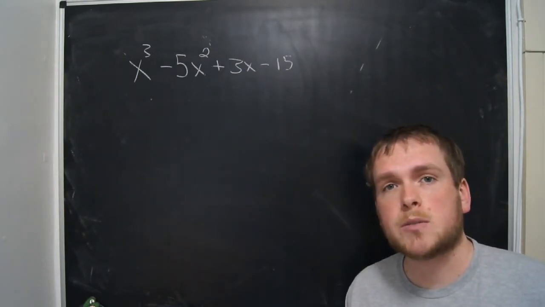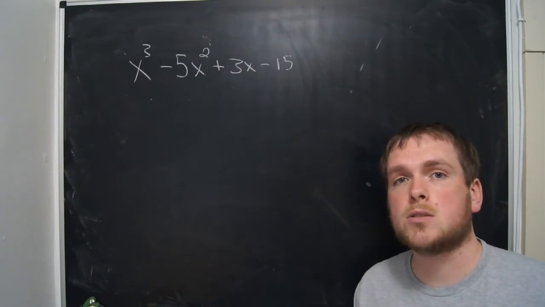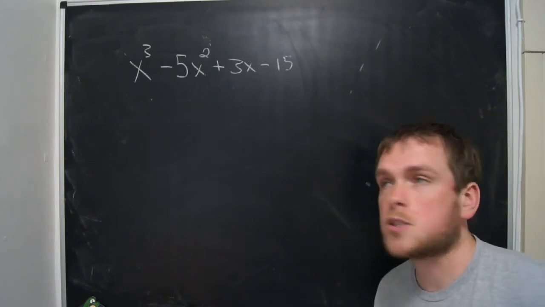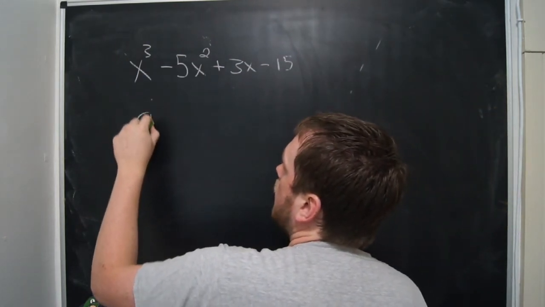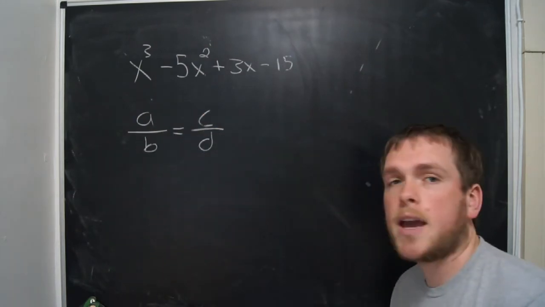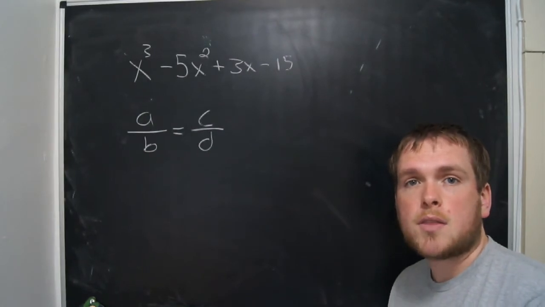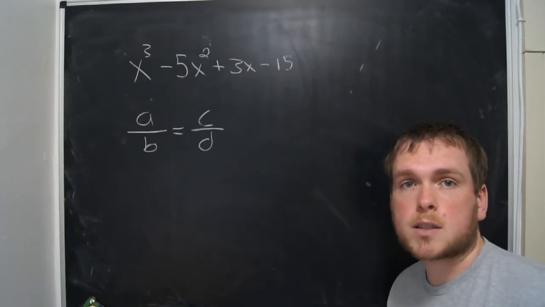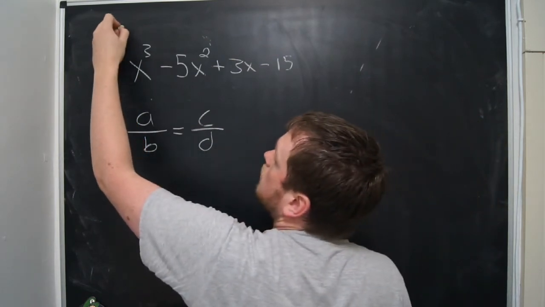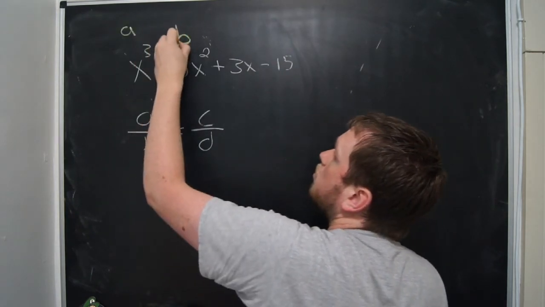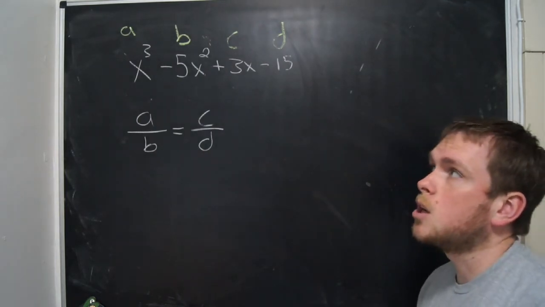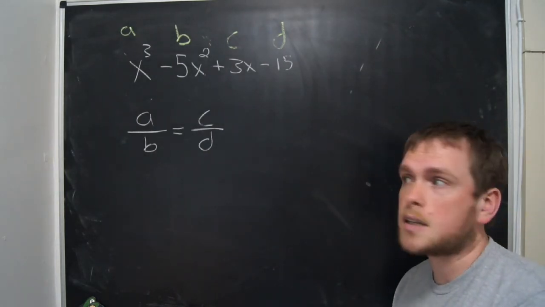Now you can't always use factoring by grouping, although there is a trick to determine whether or not you can use it. The way to determine that is to set up an equation, and in this case it would be a over b is equal to c over d. If a over b is equal to c over d, then this means that you can use factoring by grouping. What are a, b, c, and d? You can just label these a, b, c, and d, and all we're going to take is the coefficients of each term.